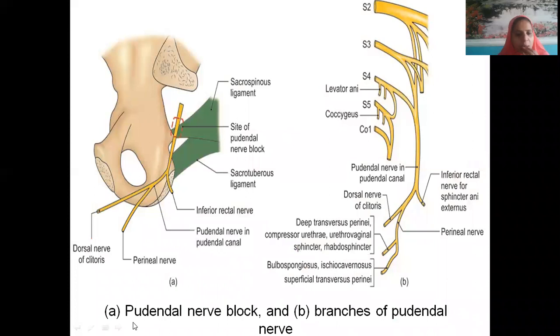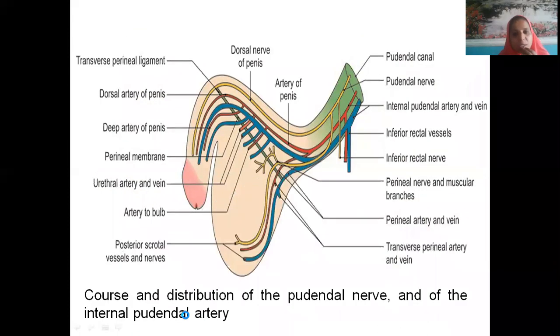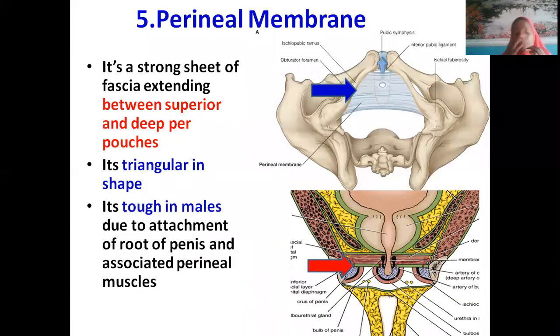So I was talking about this pudendal nerve block. The pudendal nerve comes from the sacral plexus, and this is the nerve which is blocked while doing what you call an episiotomy. I kept the slides; we will see what that is.